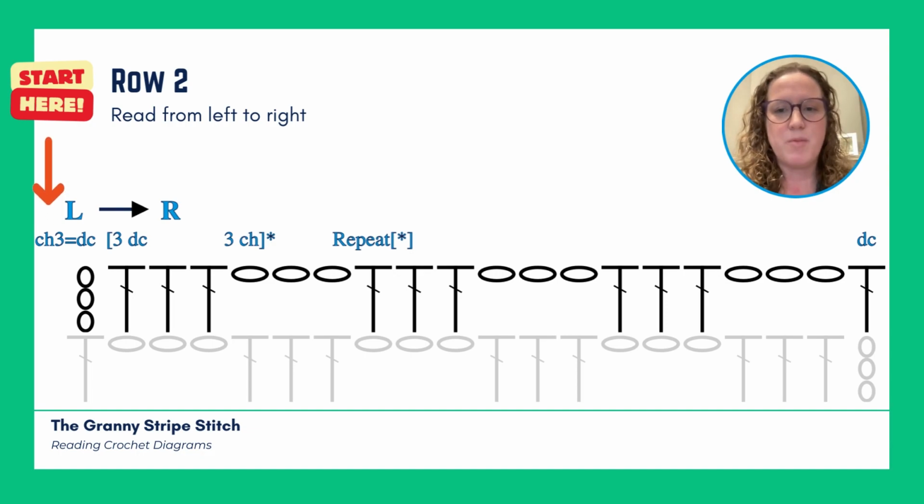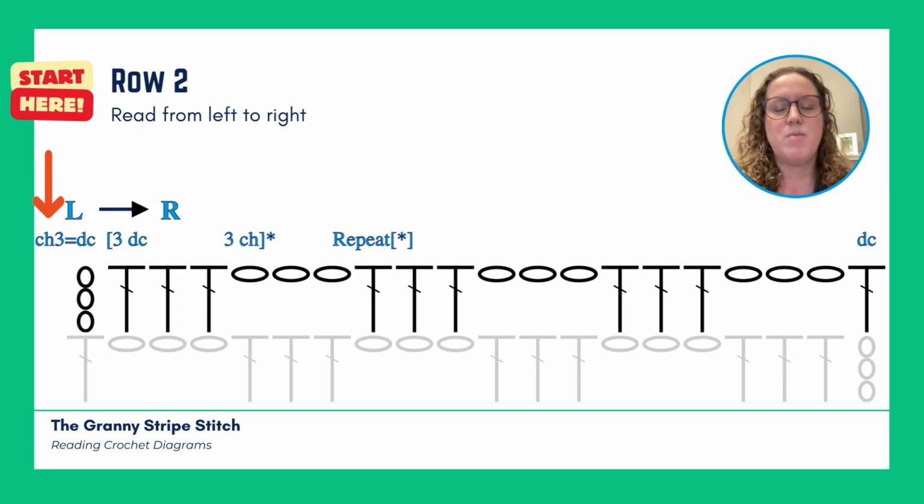So total, you'll end up with 3 double crochets in the chain 3 space of the row below. Next, you are going to create a chain of 3, and that will line up with the 3 double crochets of the row below. So you will not stitch in any of the double crochets in the row below. And then you'll repeat that pattern until you've gotten to the other side.